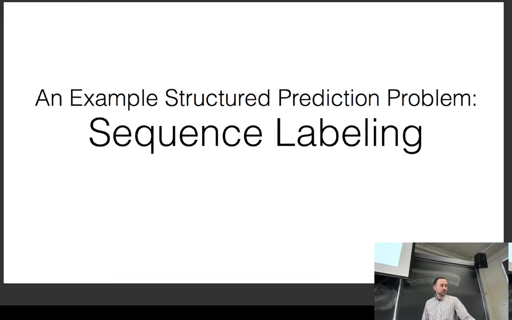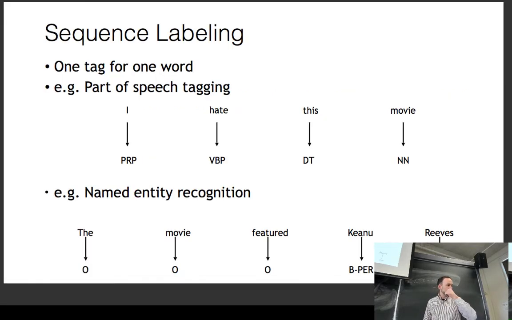So as I said, sequence labeling is going to be our example. There are lots of different sequence labeling problems, like part of speech tagging and named entity recognition. For the first one, we're labeling one tag per word. For the second one, we can label spans, but we do this with something like a BIO tagging scheme, where the beginning of a span is marked with B, inside the span is marked with I, etc.